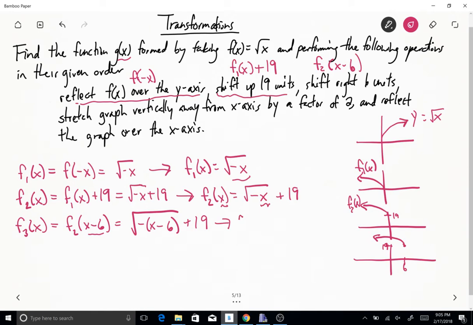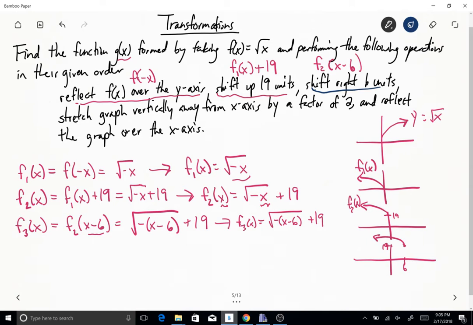So now what we have is f3 of x equals the square root of negative x minus 6 plus 19. So now where are we going from here? I'm going to change colors up.